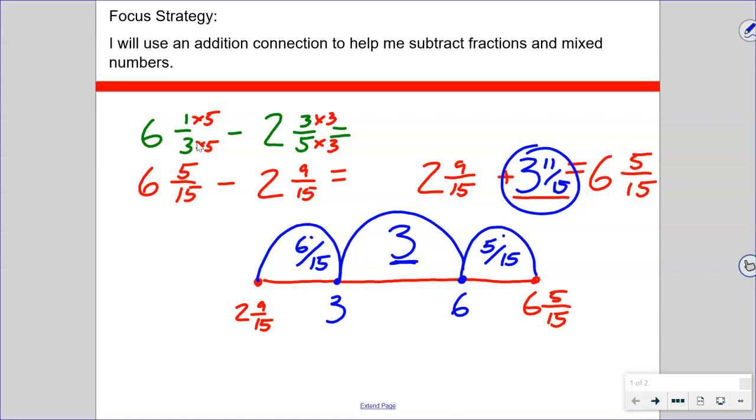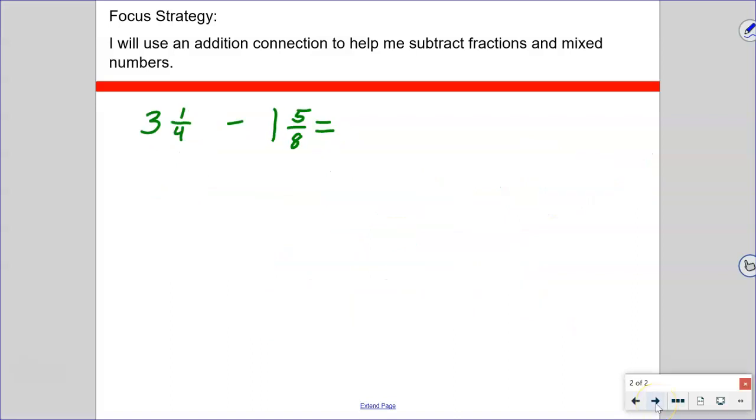All right, let's try one more problem. And this one we can go a little bit quicker because this is the same type of problem. We're going to use the same type of connection. So first things first, 3 and 1/4 minus 1 and 5/8. We're going to do some common denominators.